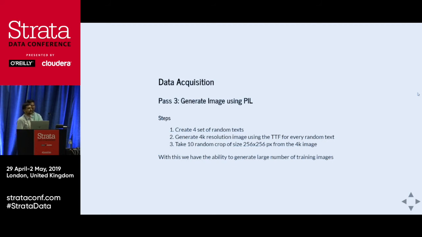So what we did is we took a bunch of random text, and we created layouts for them. With the random text, we generated 4K images. So every text layout is a 4K image. With this 4K image, we take 256 by 256 size random crops. So you have a big 4K image, and we take smaller random crops of it.